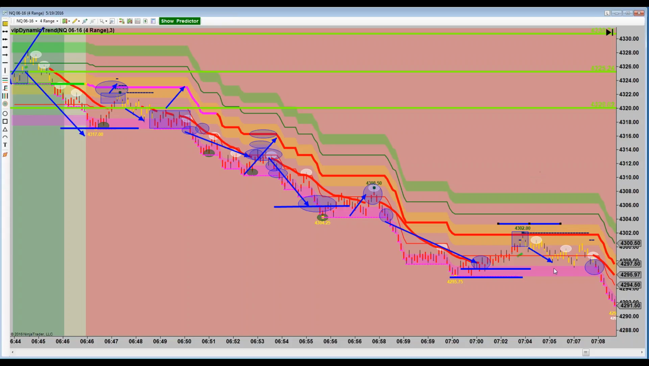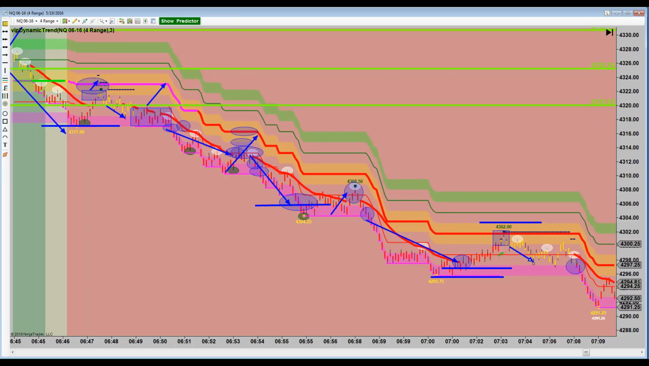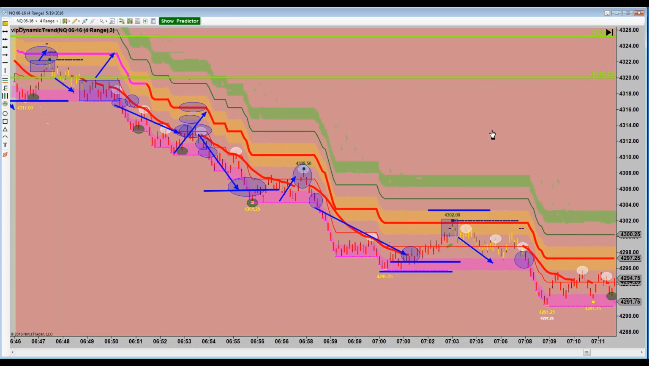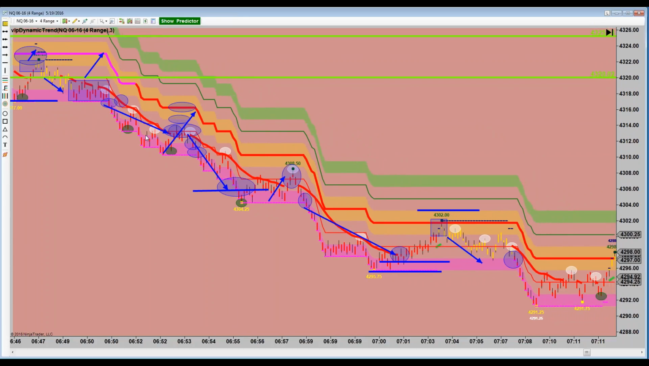All right, so anyway, we do come down and we pop our 10 ticker, and then it keeps dropping and chops around a little bit here. Your tight-stop runners probably got wicked out somewhere in here.